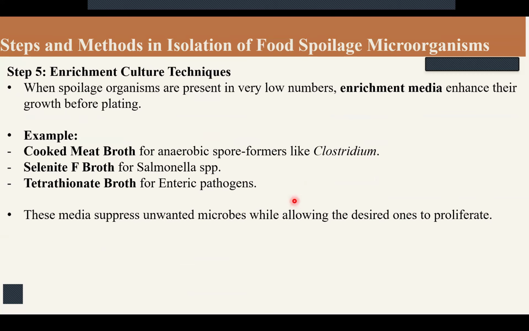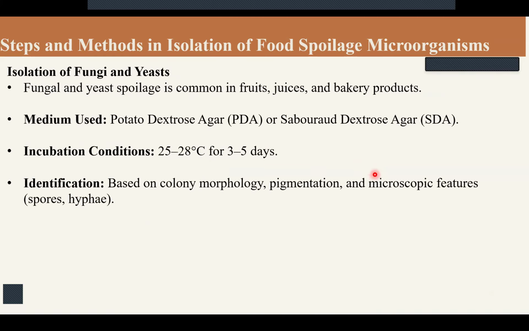Once we have grown these bacteria, we can also do enrichment. That is, before we add our samples to the plates or after we have isolated pure cultures, we can enrich the cultures. We can cause more of the culture to be present by using enrichment techniques, where we inoculate our food samples in cooked meat broth, selenite F broth, or tetrathionate broth for different types of microorganisms. What happens in enrichment is the number of microbes increases. When more microbes are present, I can easily isolate and identify them.